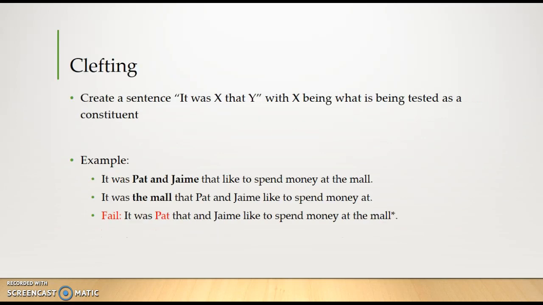Then we can do clefting. We create a sentence: it was X that Y, with X being what we tested. So, it was Pat and Jamie that like to spend money at the mall. It was the mall that Pat and Jamie like to spend money at. And here's one that fails: it was Pat that and Jamie like to spend money at the mall.